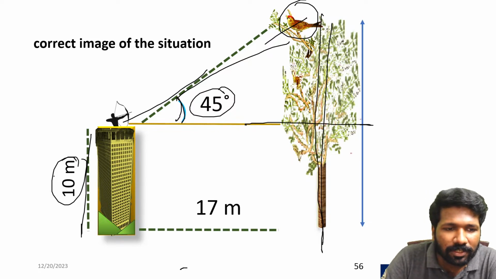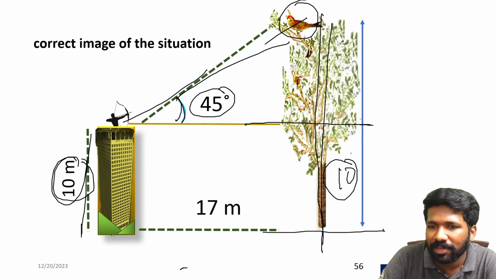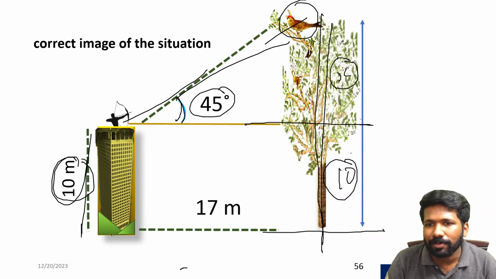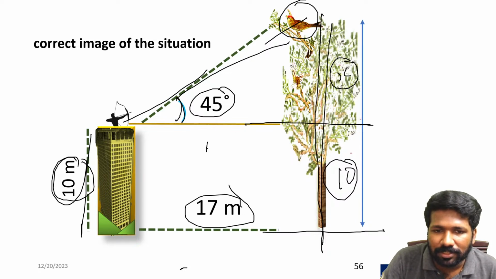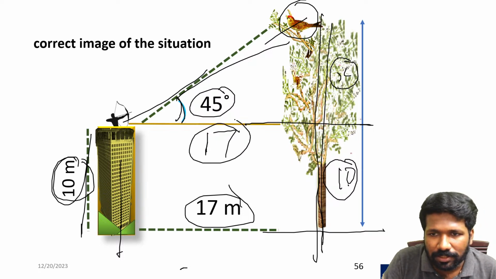First of all, if this is 10 meter, parallel to this like a rectangle, you can say this much is 10 meter. So the remaining x meter is what we need. If this is 17, this is also 17, because the question says the building and the tree are 17 meter apart. So we can say this is also 17.